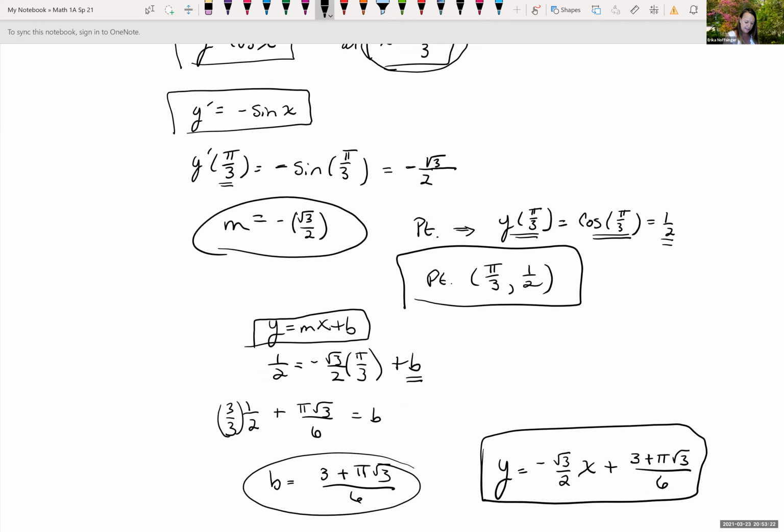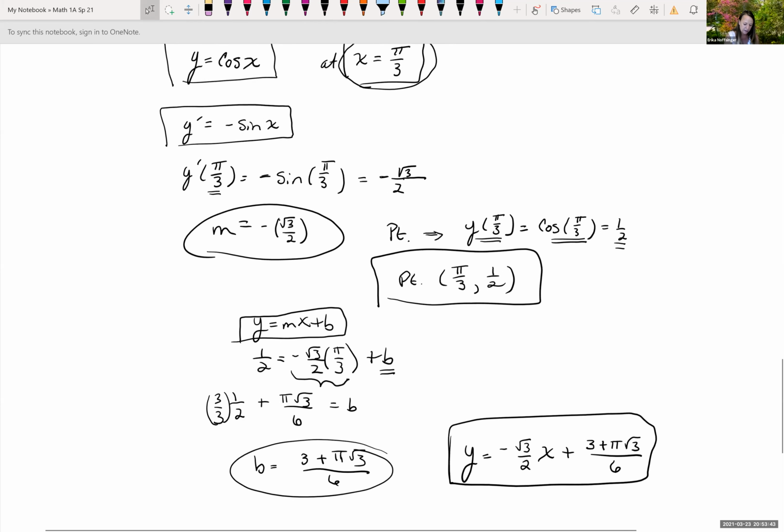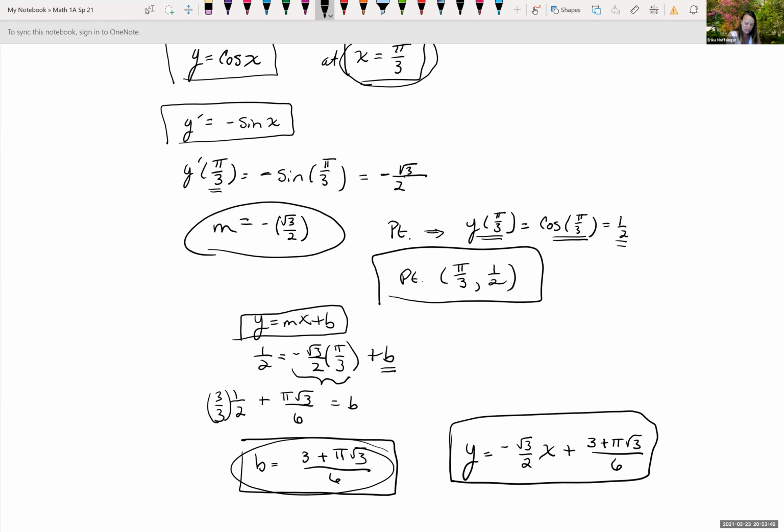So we added this root 3 times pi all over 6. I put the pi out front. And then I just got a common denominator. So 1/2, I multiply by 3/3 to get a denominator of 6. You guys just had it where you didn't have a common denominator, but that's okay. And so I just rewrote that as a single fraction. And now we know what our equation of the tangent line is. It's y equals our slope, which was negative root 3 all over 2 times x, plus b, which was 3 plus pi root 3 all over that quantity 6.